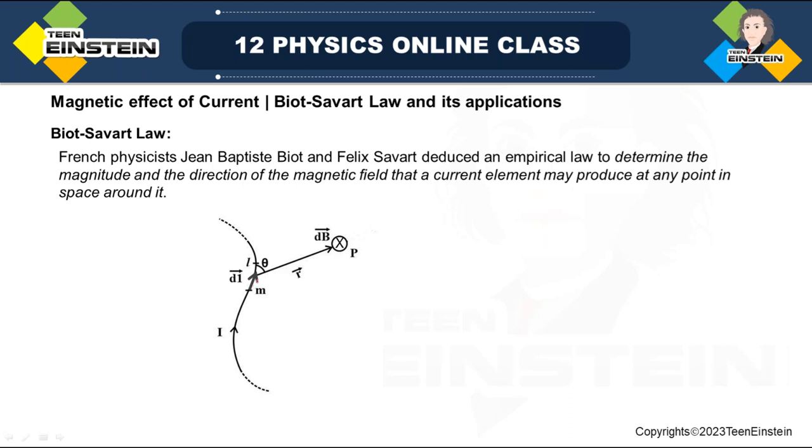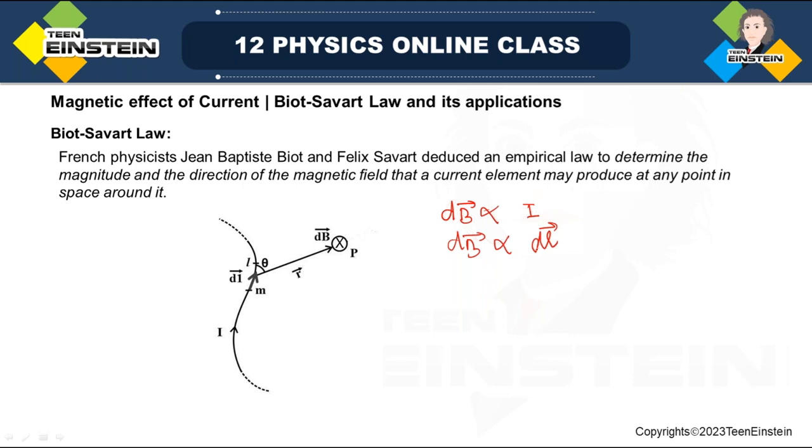And if we calculate the magnetic field produced by this particular current element Idl at this point P, then this magnetic field due to this current element is directly proportional to, if the magnetic field is dB at P, the current, and it is directly proportional to the length of the element. Okay, length of the element.